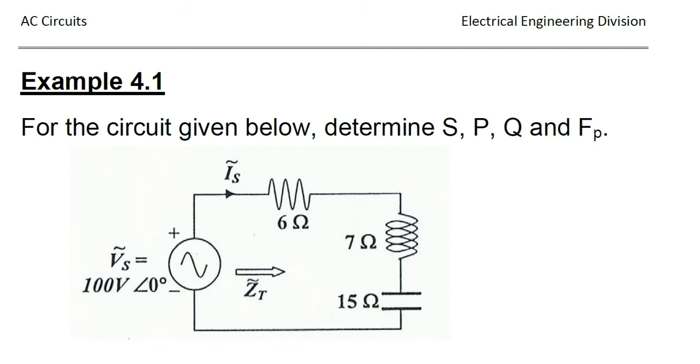In this learning video, we want to look at example 4.1, which is found in your lecture note in topic 4 on AC power. For the circuit given below, determine S, which is the apparent power, P, which is the average or effective power, Q, the reactive power, and PF, the power factor. So let's look at how we can answer this question.